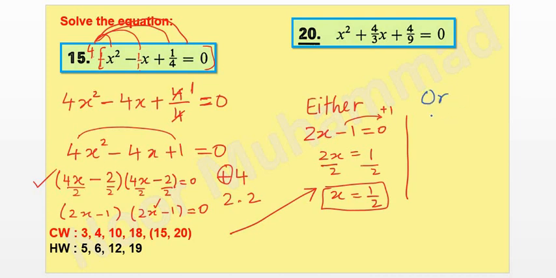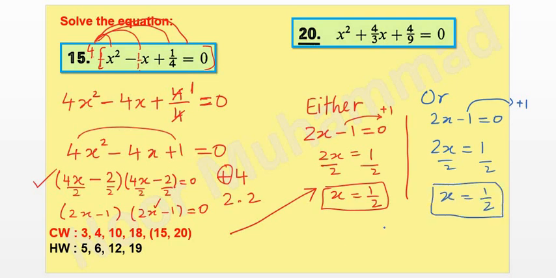So or again 2x minus 1 is 0. So you will move this 1 to the other side, it will change into positive 1. So 2x will be equal to 0 plus 1 will be 1. And then you will divide each side by 2 and x will be equal to 1/2. So this is the other root. So finally we can say x equals 1/2 twice, right? Okay.